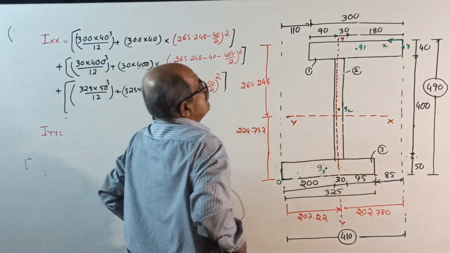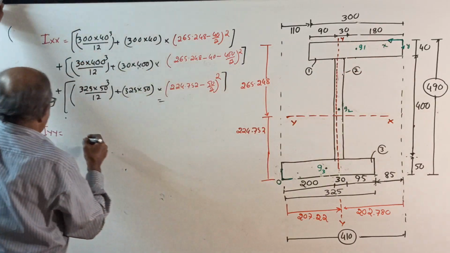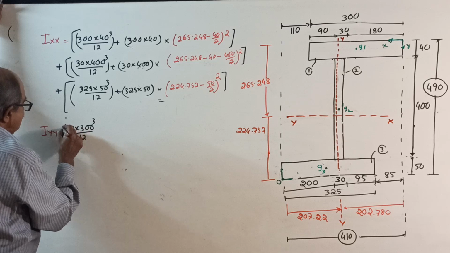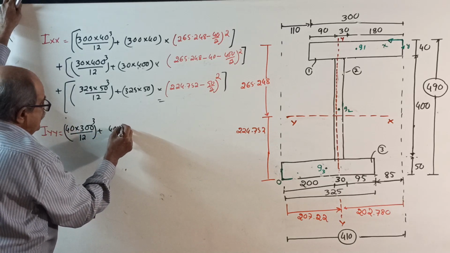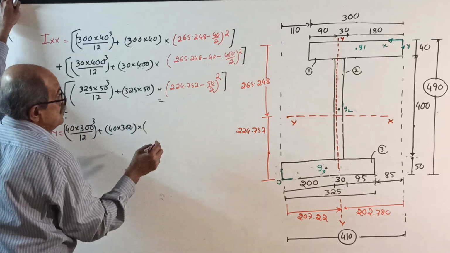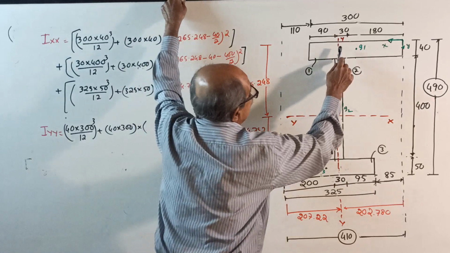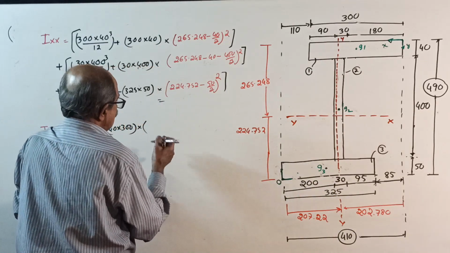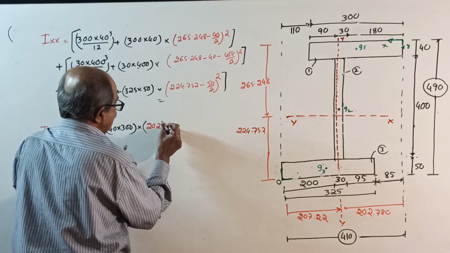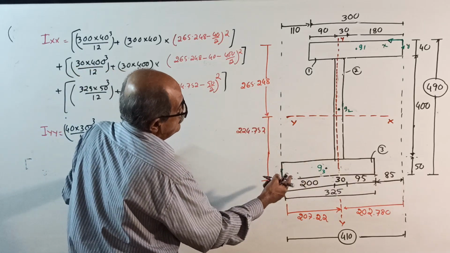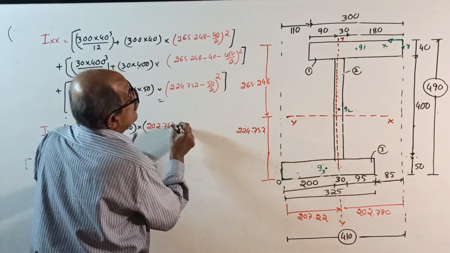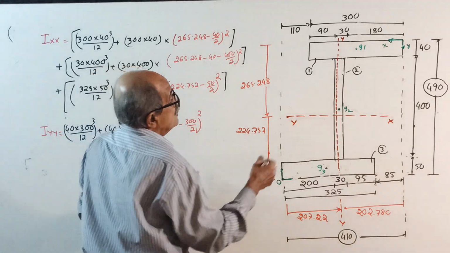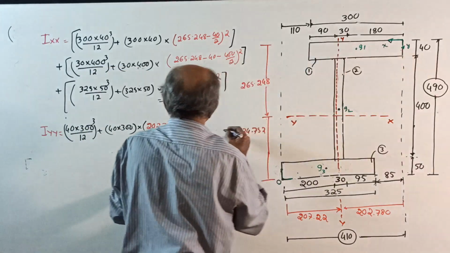Start. First figure. 40 into 300 cube by 12. 40 into 300 cube divided by 12, Ig, plus area. 40 into 300 is the area into Xbar you are doing. That's right. 202.780 minus 300 by 2 whole square over. 303.780 minus 300 by 2 whole square. Why, I don't know, no answer.